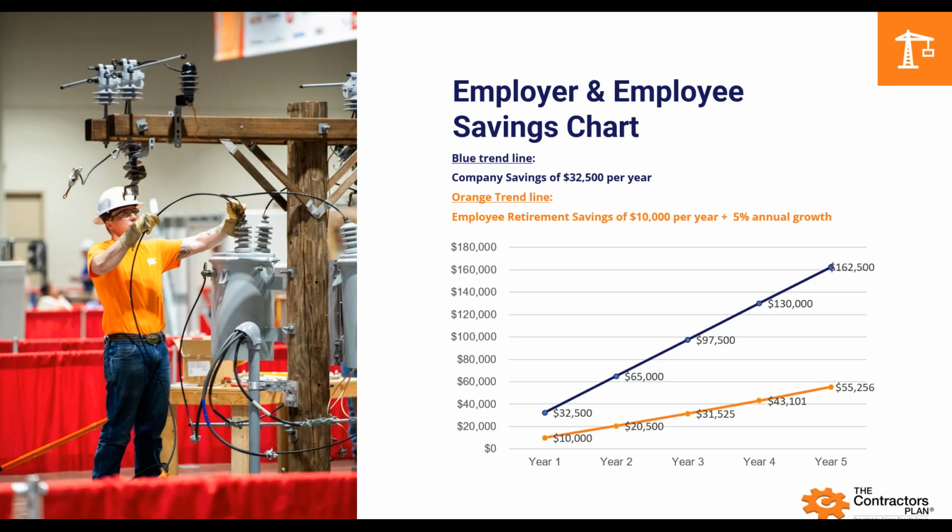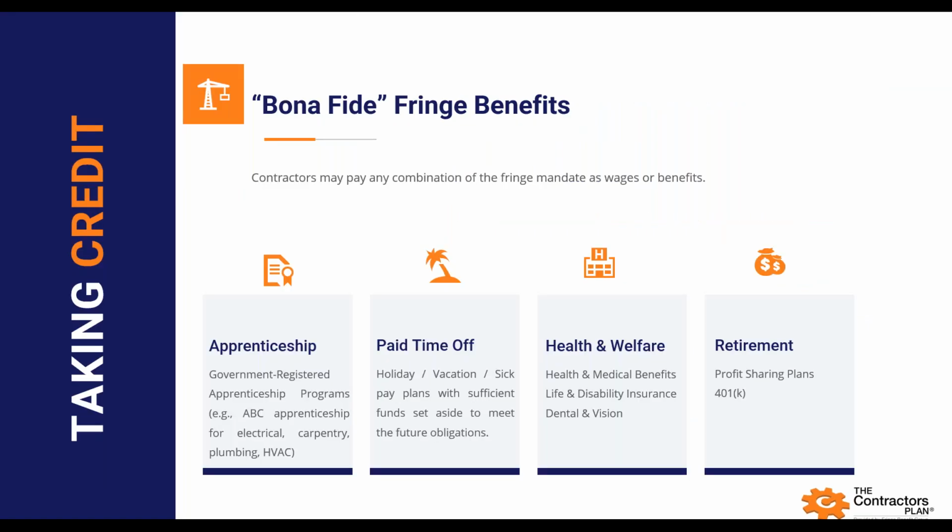But it also benefits the employees. And so if we do a typical employee fringe contribution of $10,000 per year, and we use a very conservative 5% annual growth rate (historically, the markets have done more than double that, but let's just be conservative), over the same 5-year period, that employee is now going to have over $55,000 in their account. So they're going to see the benefit of this pretty substantially as well.